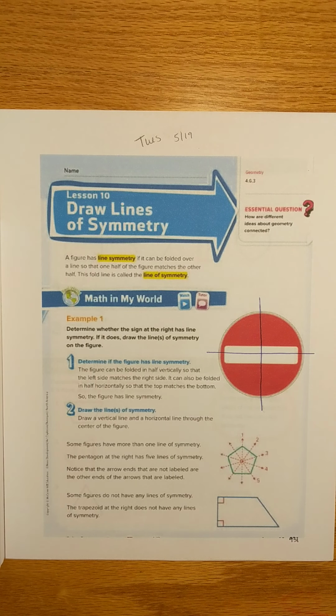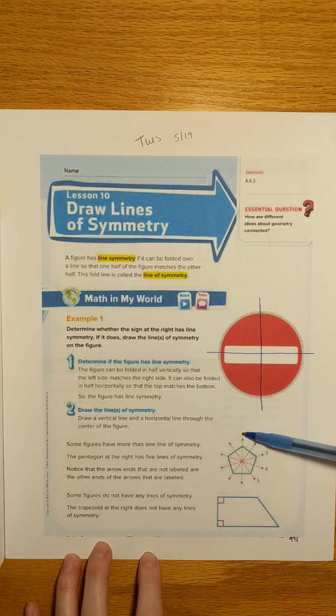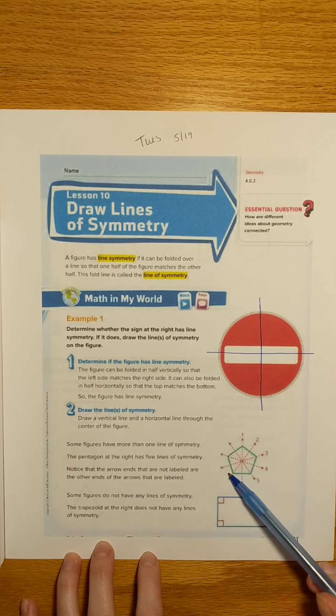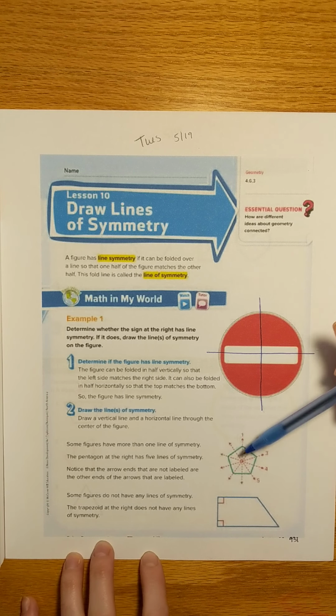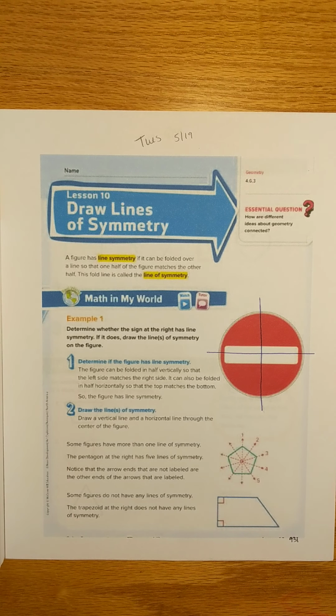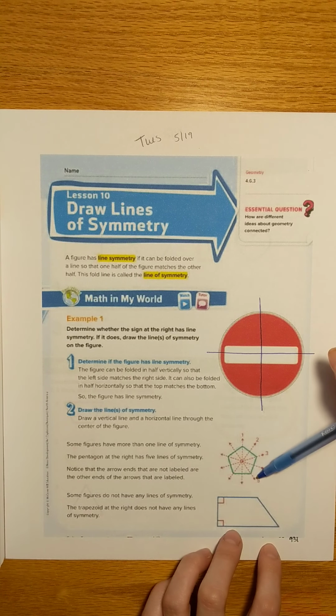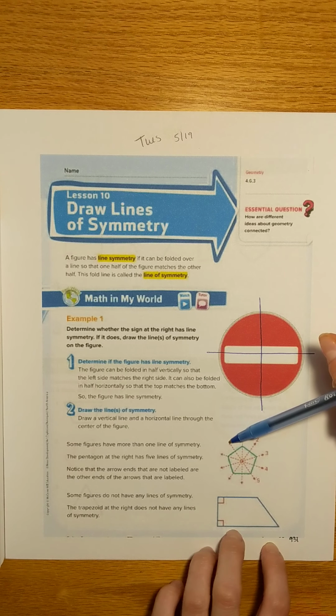Some figures have more than one line of symmetry. Like the pentagon here at the right has 5 lines of symmetry. They made them and labeled them 1, 2, 3, 4, and 5. Notice that the arrow ends that are not labeled are the other ends of the arrows that are labeled. So that just means it starts here and it shows you that it goes through this way.